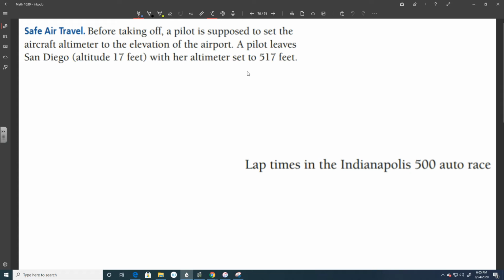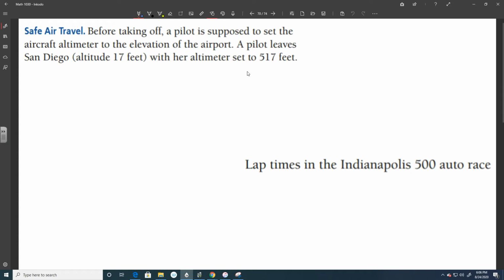So let's say that before taking off, a pilot is supposed to set the aircraft altimeter to the elevation of the airport. So before you leave the airport on the airplane, you set your height to match exactly what the airport says. It's meant to help the airplanes be more accurate with their measurements. If a pilot leaves San Diego that has an altitude of 17 feet, which is great because it's basically right by the ocean. It's only 17 feet higher. And so if a pilot leaves San Diego with her altimeter set to 517 feet.